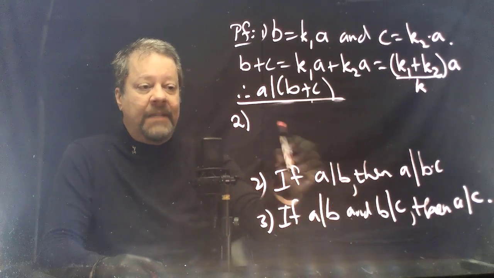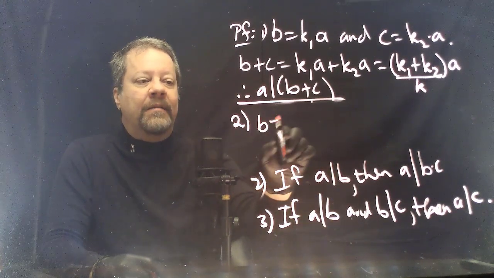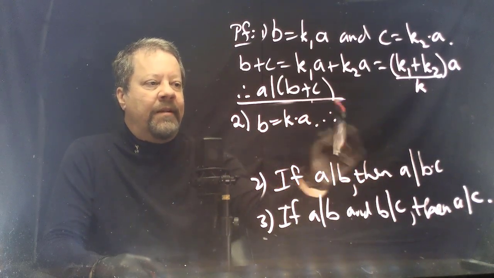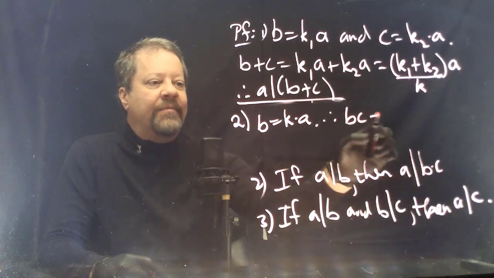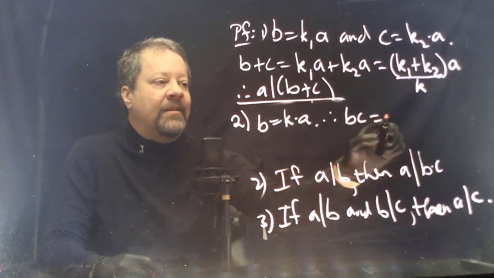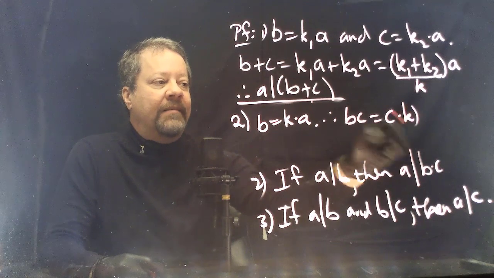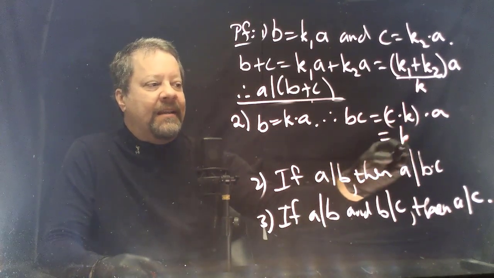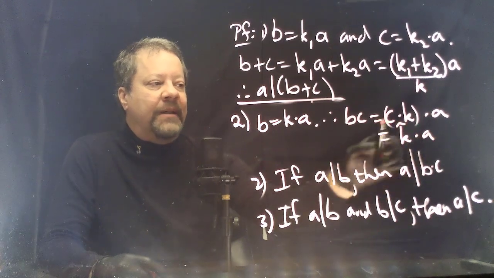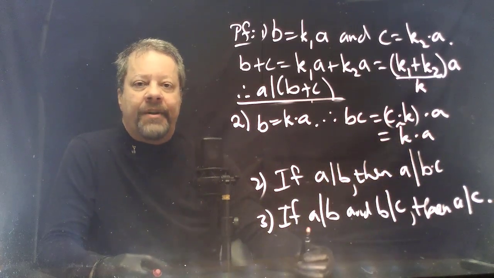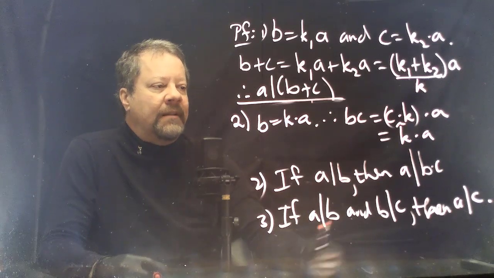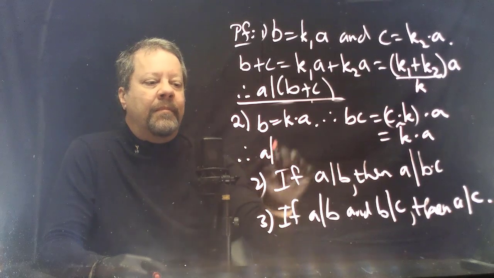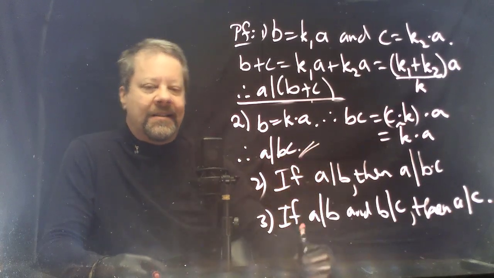So a divides b, so b is k times a. Therefore, b times c, if you multiply both sides of this by c, will be c times k times a. But c times k is just another integer because of the closure of the set of integers under multiplication. And so bc is divisible by a. That's the end of the proof of part 2.